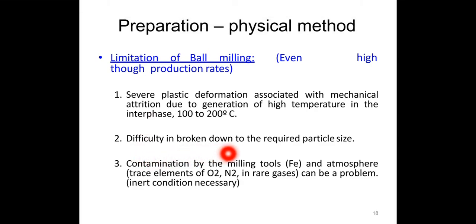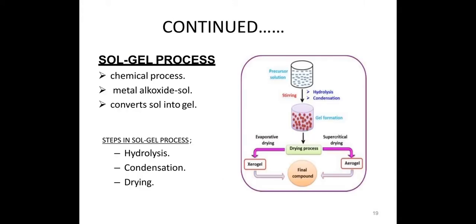Then contamination by the milling tools, iron and atmosphere. Here some elements are considered trace elements, oxygen, nitrogen and rare gases, and it can be a problem in the preparation by physical method.